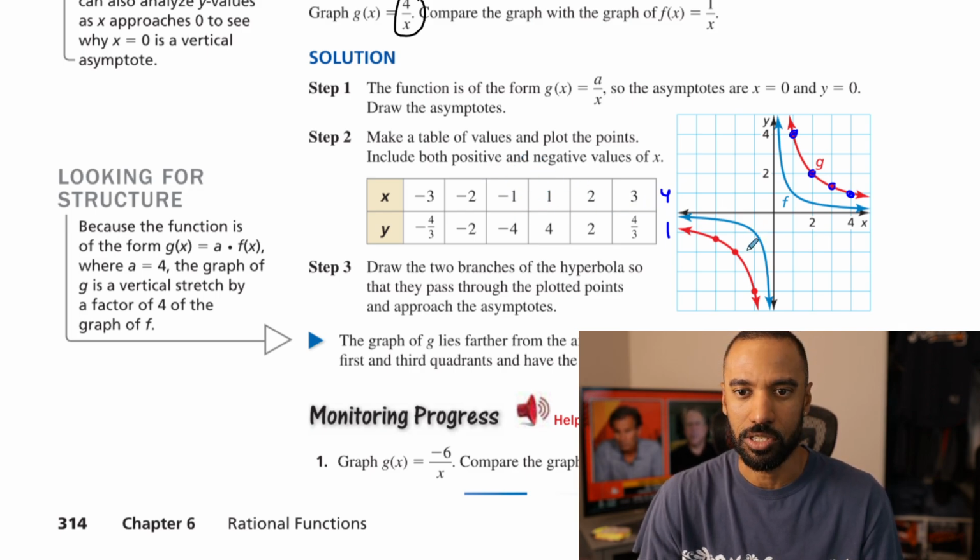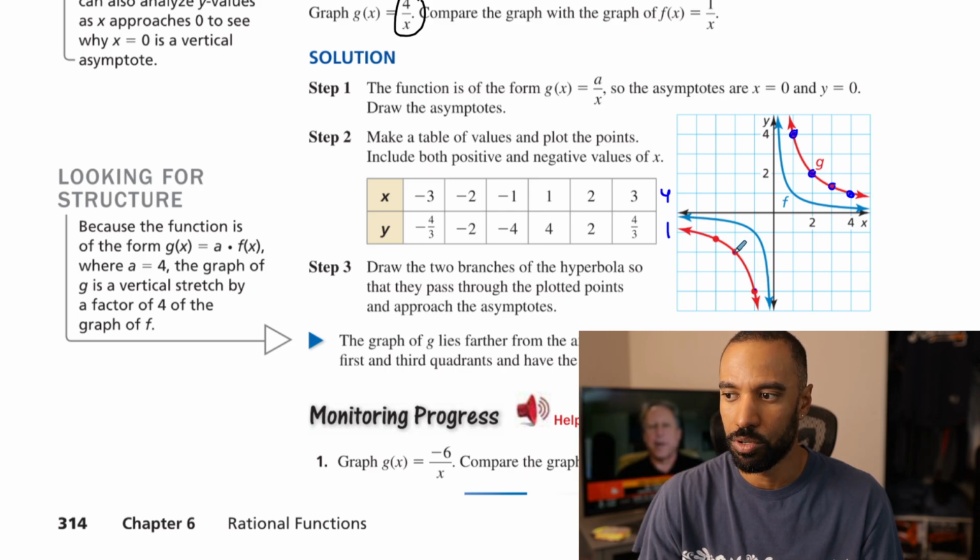Now in negative land, it does the opposite, right? 4 divided by negative 1 is negative 4. 4 divided by negative 2 is negative 2. 4 divided by negative 4 is negative 1. Yes, I'm skipping the negative 3 there. And you can get those points as well to do the graph.